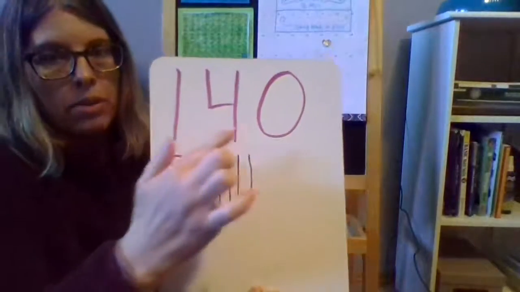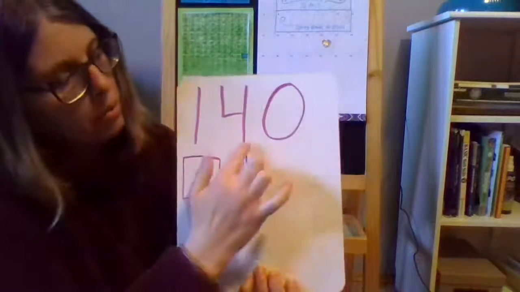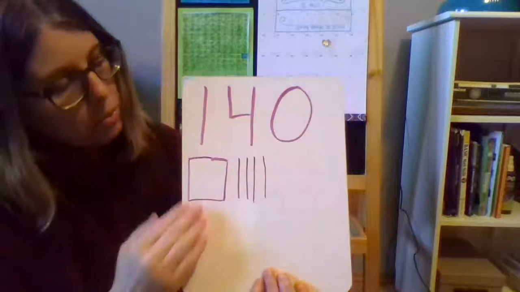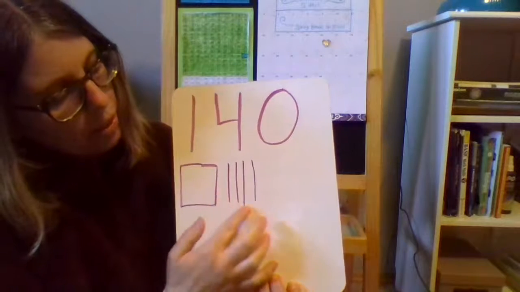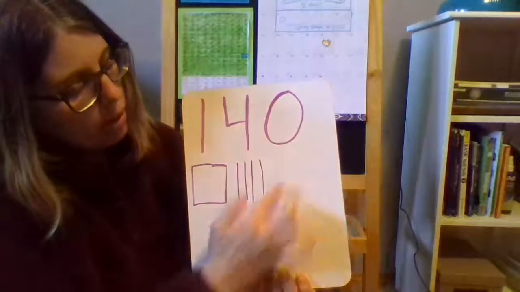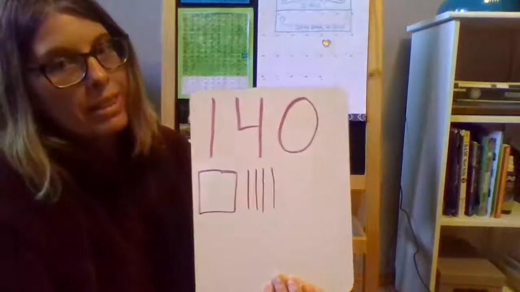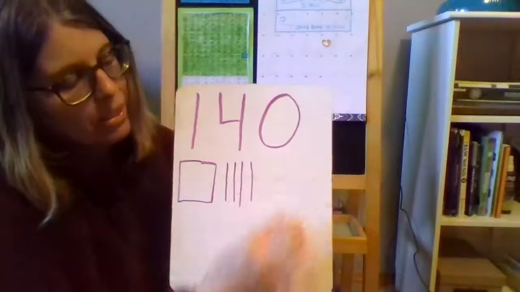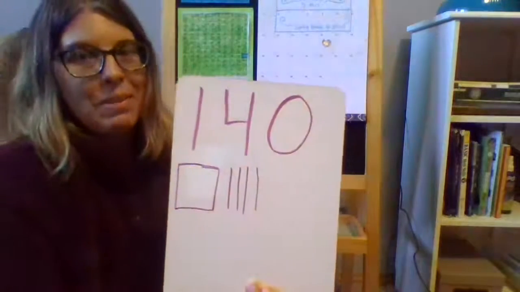So here we have the number 140, a 1, a 4 and a 0. 100, 10, 20, 30, 40. So one hundred block, 4 tens blocks. Are there any ones blocks? 0. See that? 0. Okay, 140.